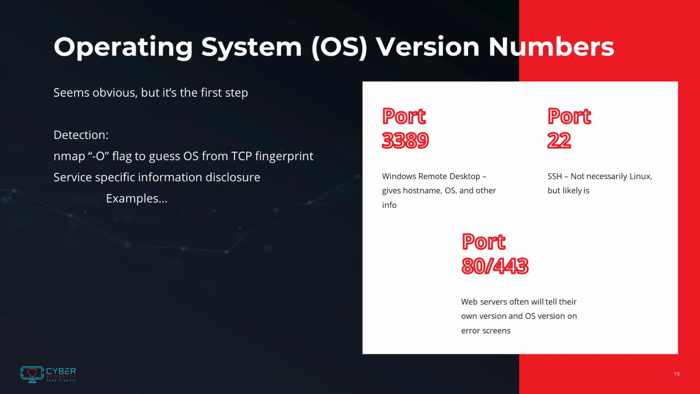For example, if there's remote desktop running on port 3389 on Windows, this is going to give you all the information you need. You can get the host name, the operating system number, and all sorts of other wonderful information. Sometimes it'll give you default usernames on the login screen. It's really nice, actually, for a red teamer if they can get access to that port.